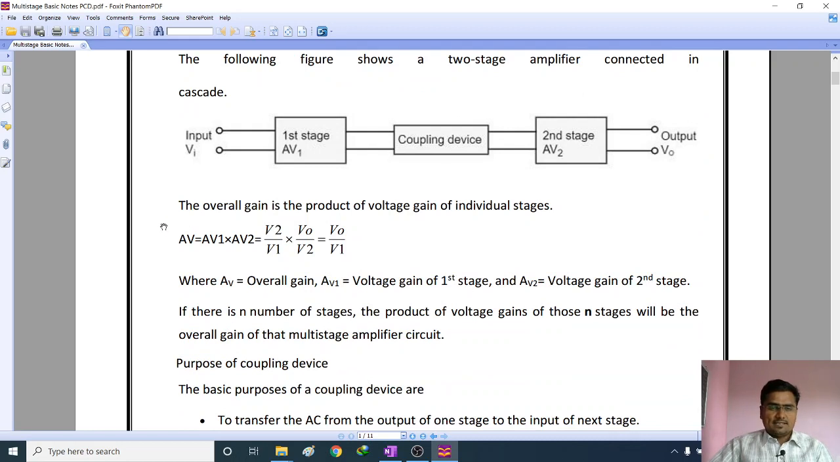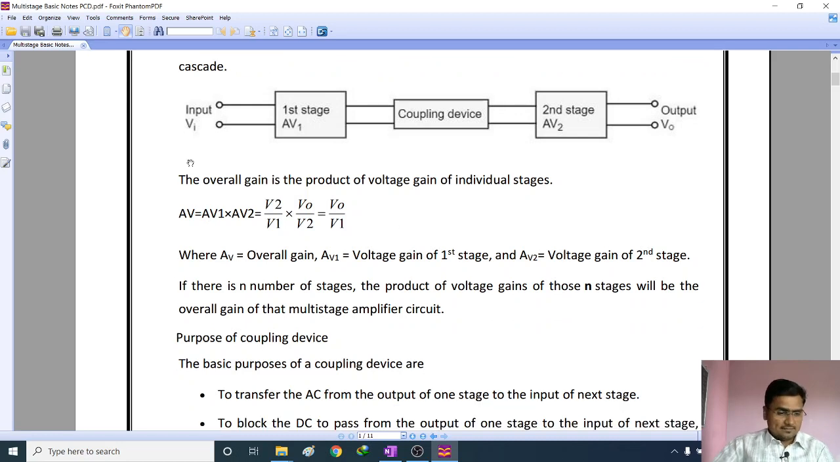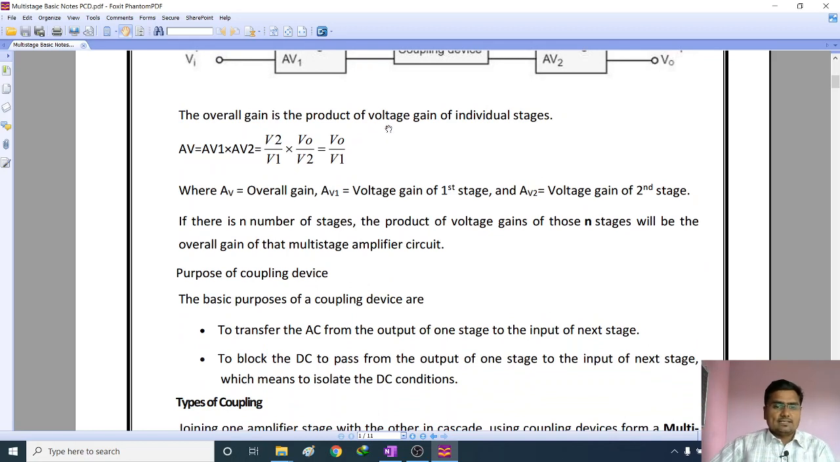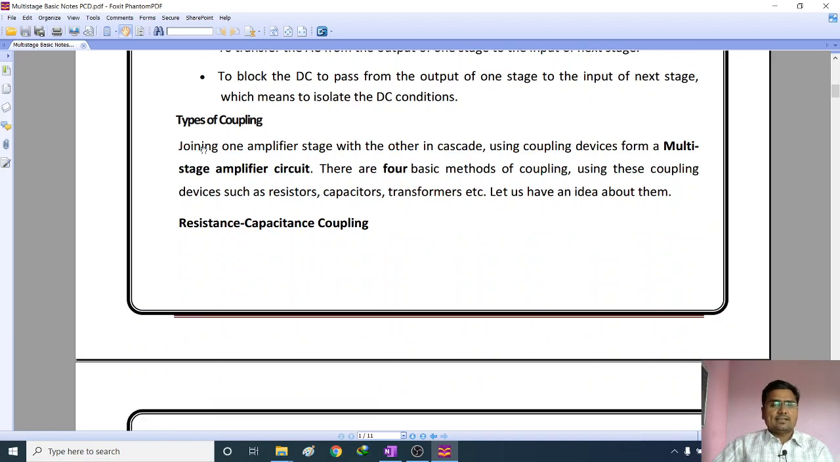Now remember this, we had a discussion about this in the last semester also, and in the last lecture we have seen that. Now look at this, AV. What is that? AV is the overall gain, AV1 is the gain of the first stage, AV2 is the gain of the second stage, and the total gain is the gain of the first stage multiplied by the gain of the second stage.